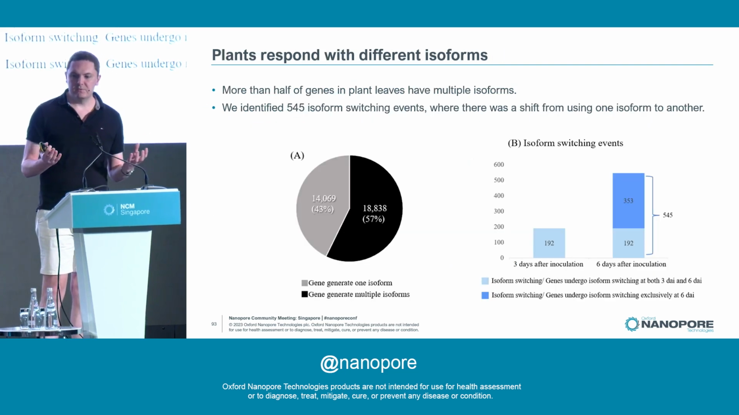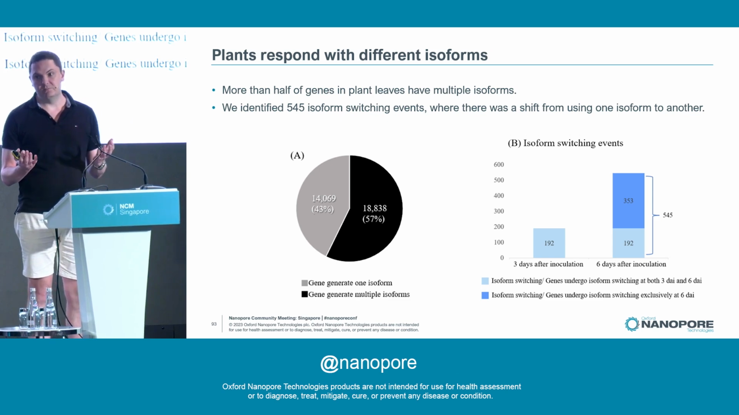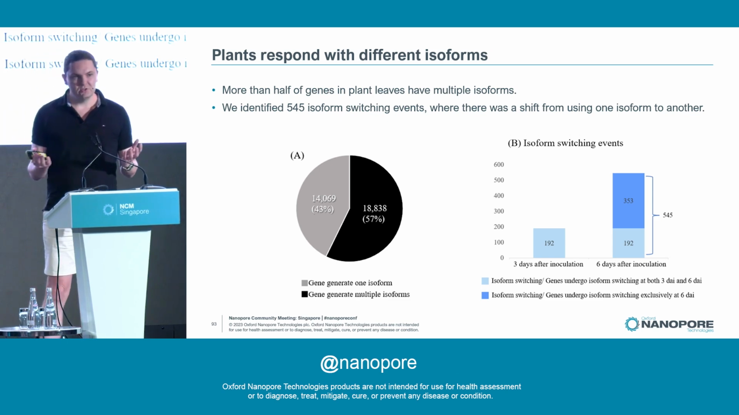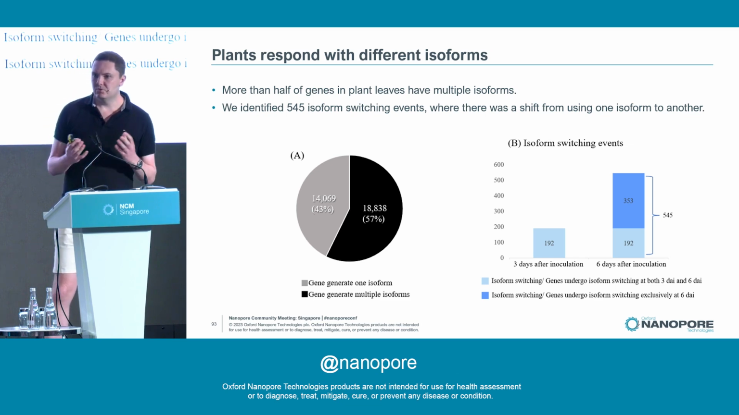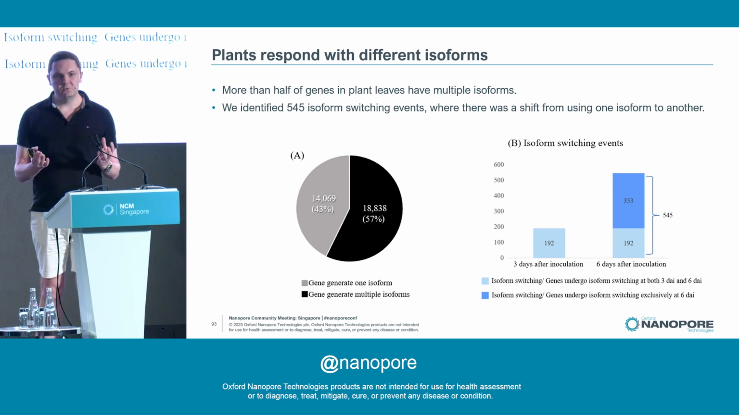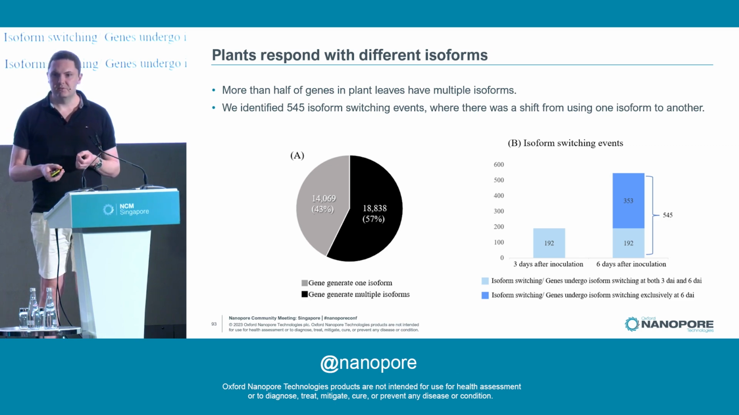The interesting thing that we found is that 60% of our genes actually have an isoform. Most of the literature does not report any of these isoforms, and by looking at these isoforms, we're able to see isoform switching events. We saw about 500 different isoform switching events, 300 in early stages, and then as the infection progresses across the plant, we see even more isoform switching events.